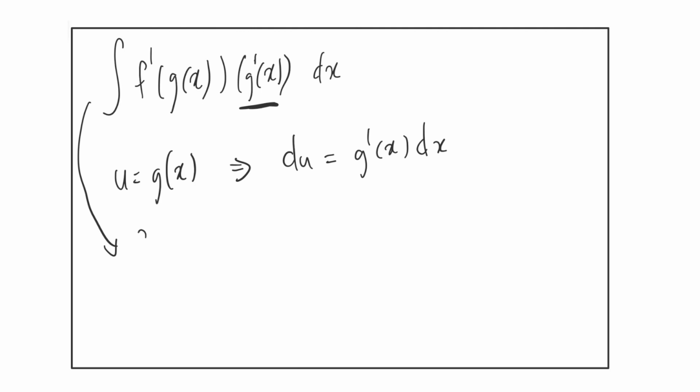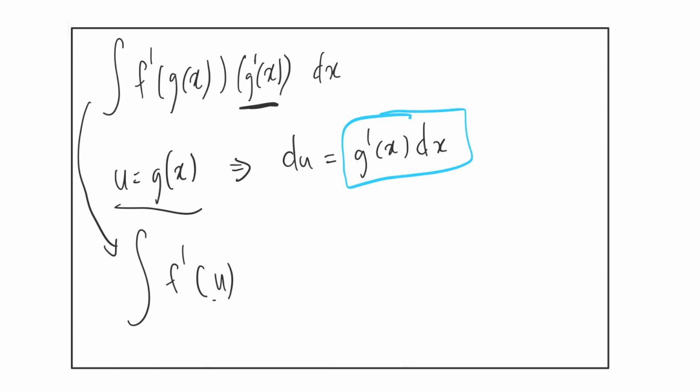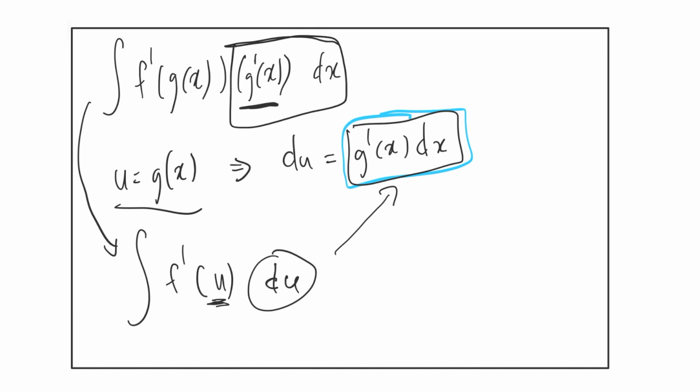Our integral will then turn into f prime of, instead of g of x, u, because u is equal to g of x. And notice, du, because now our variable is u. Are we allowed to do that now? Yes, because if you notice, du is equal to g prime of x dx, and we have a g prime of x dx here in our original integral. So we can substitute du for g prime of x dx.